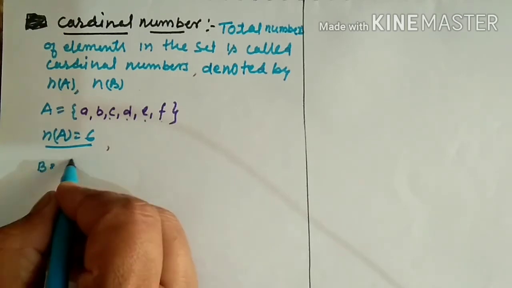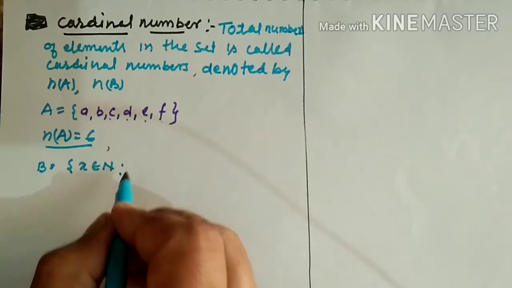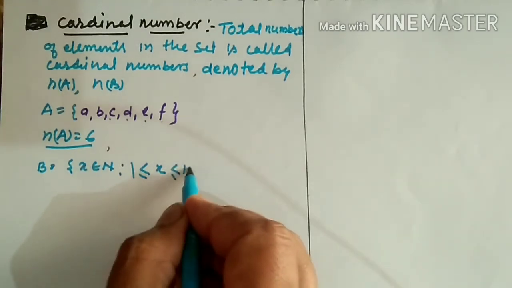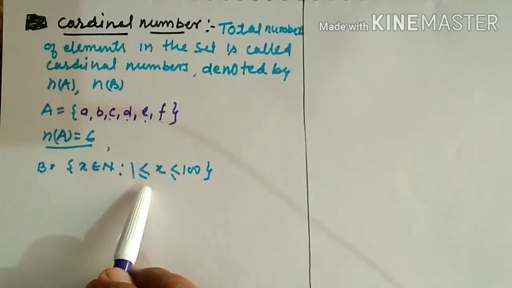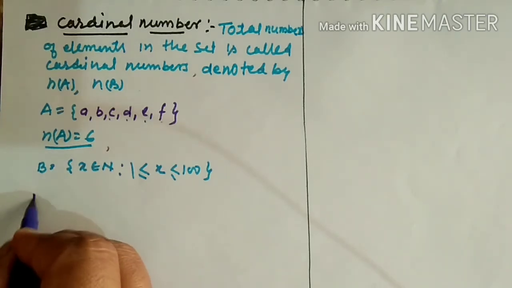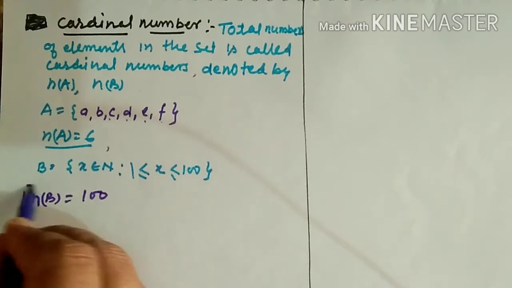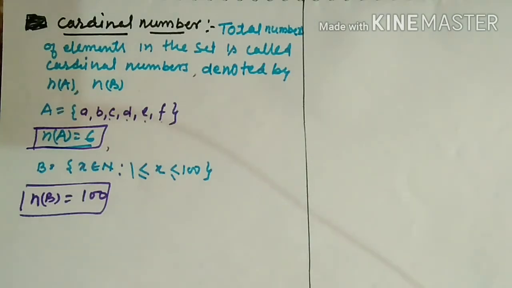B is a set such that x belongs to natural numbers and x is between 1 and 100. So our set starts from x greater than or equal to 1 and less than or equal to 100. So we can say the cardinal number of this set B is equal to 100. Clear? So what are we doing with the cardinal number? We count the total number of elements in the set. Now we will understand equivalent set.